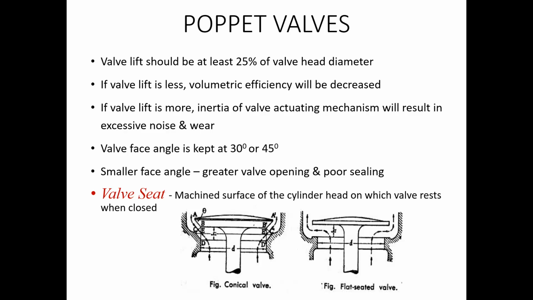If the valve lift is more, then the inertia of the valve actuating mechanism will result in excessive noise and wear. So even if the valve lift is greater than expected, the inertia of the valve actuating mechanism will result in excessive noise and wear, and it will also affect the volumetric efficiency. So it should be maintained within a proper permissible limit. That is mentioned here, that is, 25% of the valve head diameter.